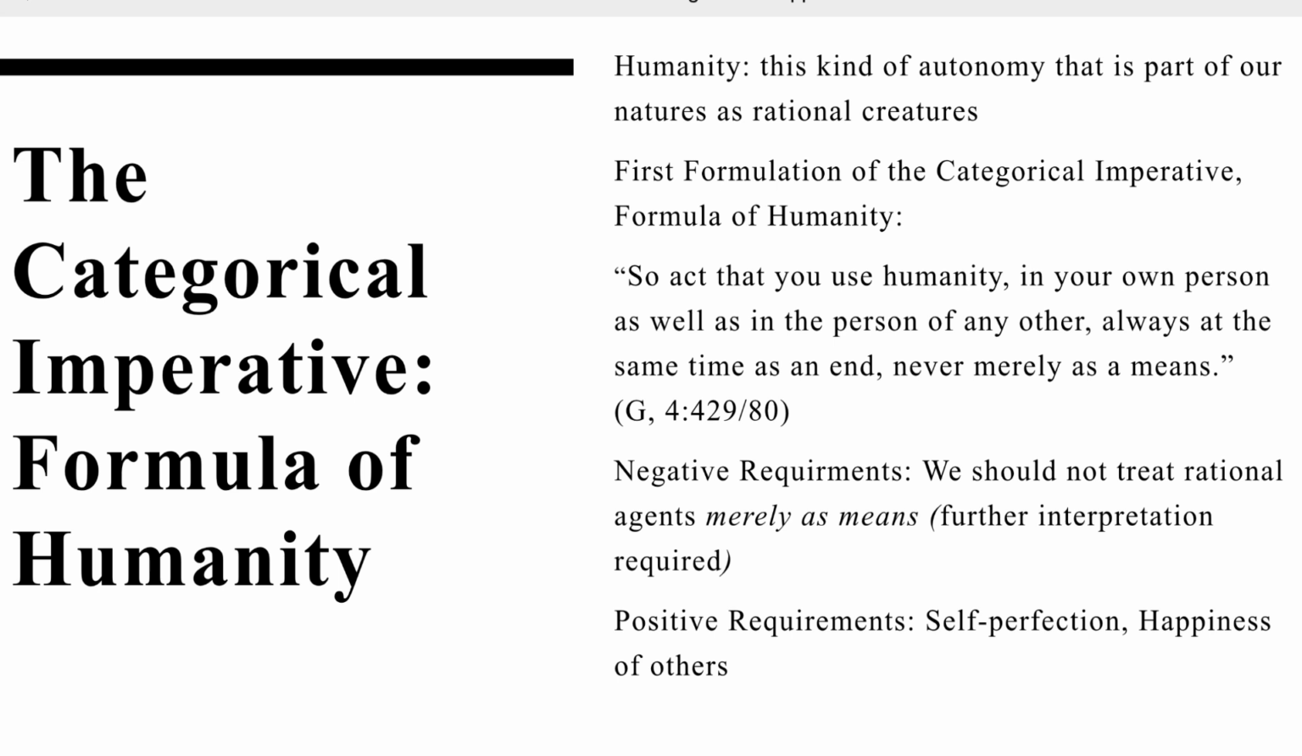And just to explain briefly, when Kant says, act so that you use humanity, humanity just is autonomy. That was a name he gave for autonomy.